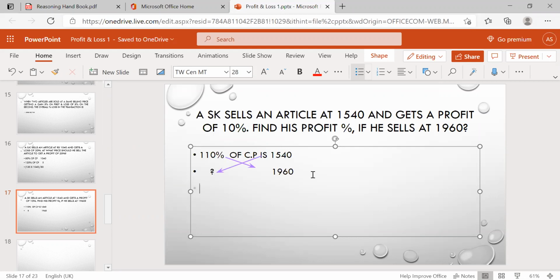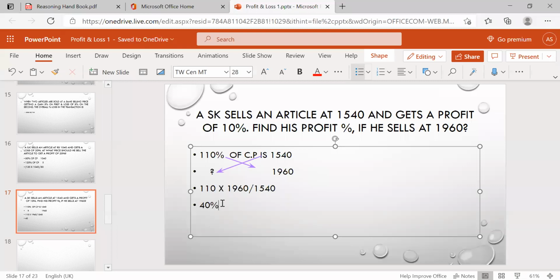It's nothing but 110 into 1960 divided by 1540. That's it. By cancelling, the 0 will get cancelled, 54. Okay, cancelling this, we'll get 40%. Super. Someone already gave the answer. Okay, so this is 40%.